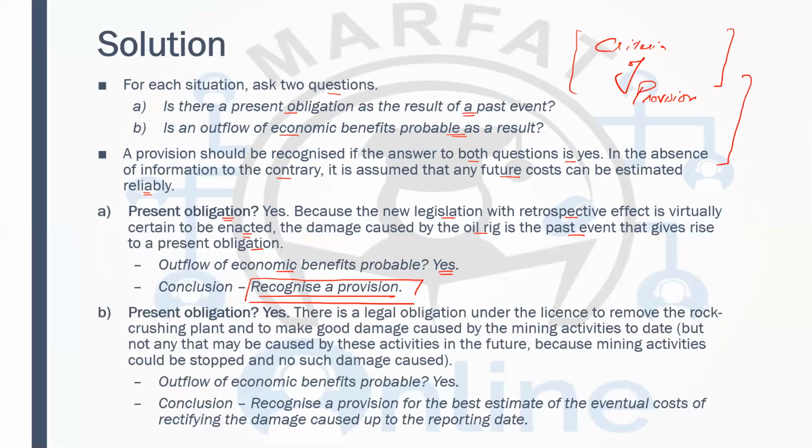Now in the B part, is there any present obligation? Yes, because you have a contract with the government. It will result in an outflow. Yes, so a provision should be recorded in both of the circumstances.